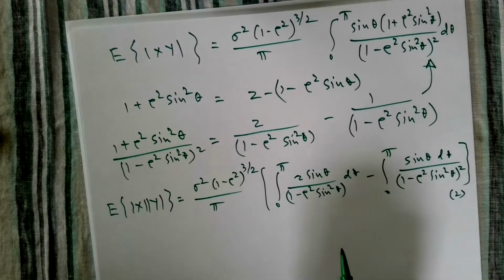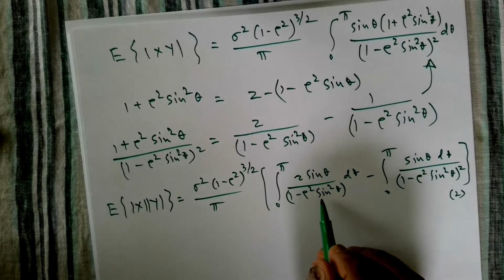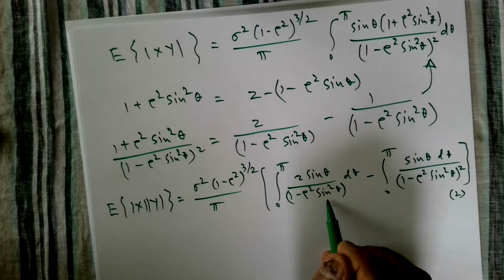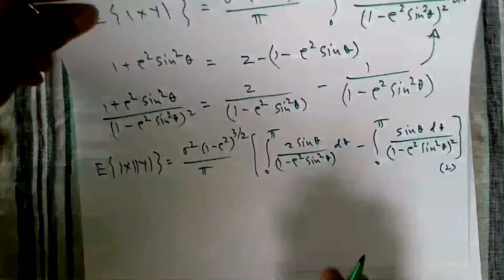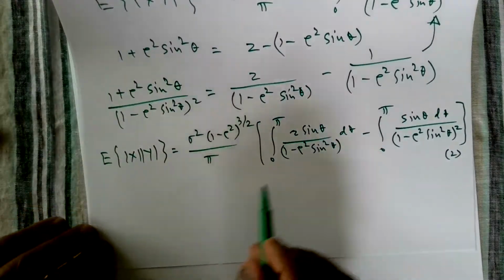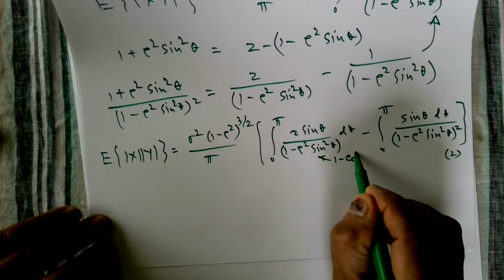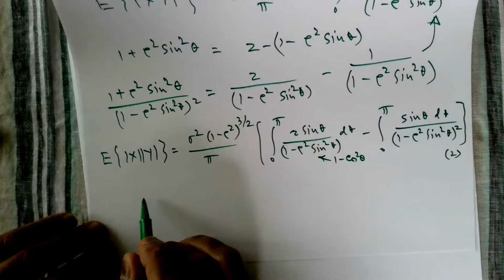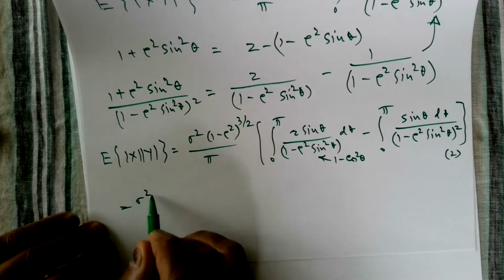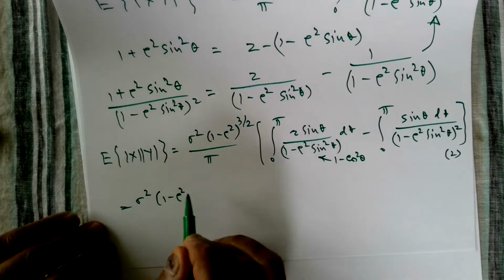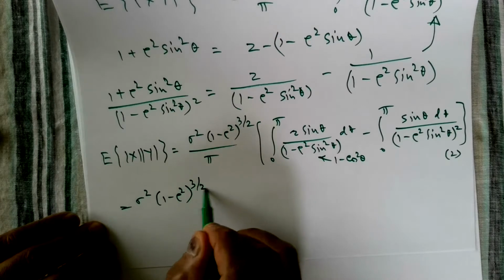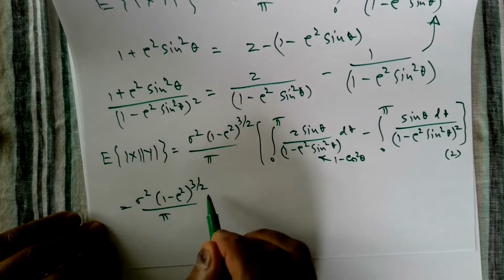this one by one. So before I go, you can use a standard procedure. If you write sine squared as 1 minus cos squared, you can see that there's some simplification. So I'm going to write this as, in both places, 1 minus cos squared theta. And so then you can see the result is sigma squared multiplied by 1 minus rho squared to the 3 by 2 over pi.